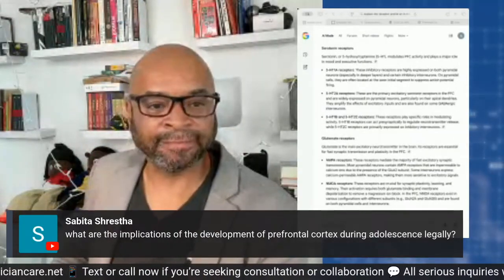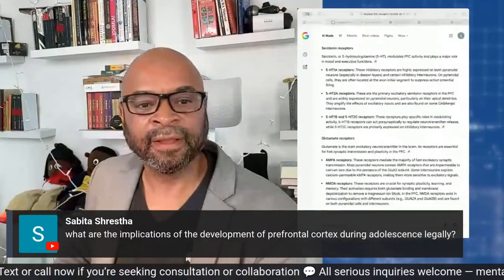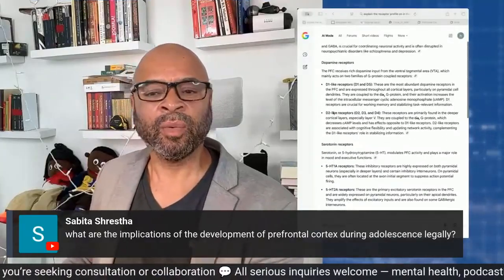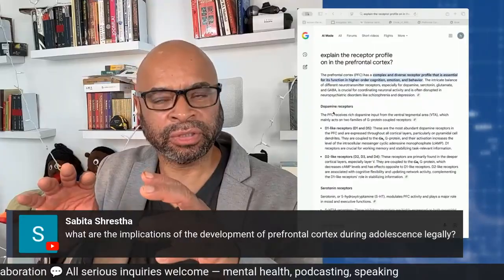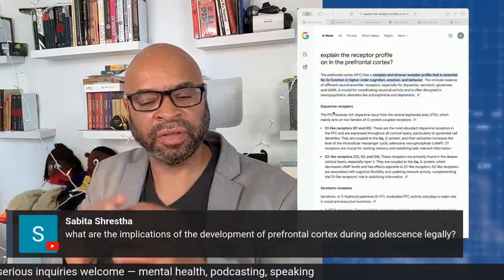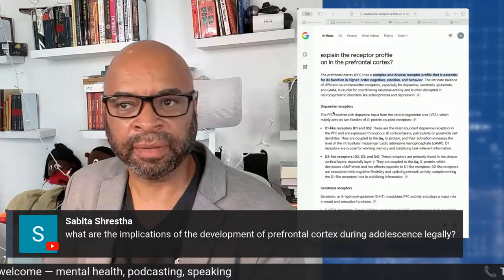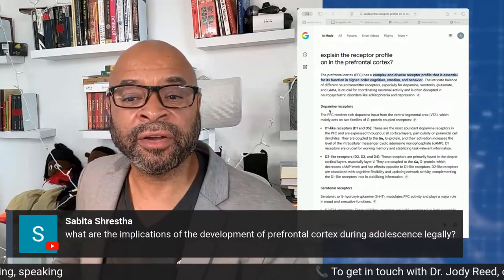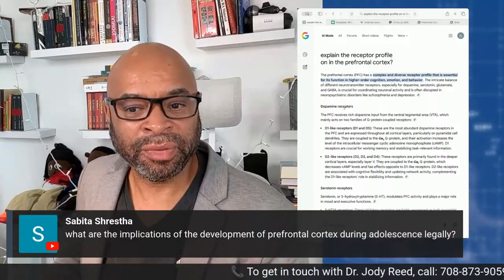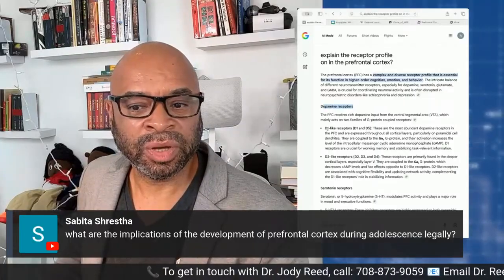Okay, guys, back. Okay, so I wanted to at least show the receptors on that prefrontal cortex, so at least you would get an idea of the different types of medications we can use to treat the dysfunction in that area. So here, remember the dopamine receptors, D1 and D2.